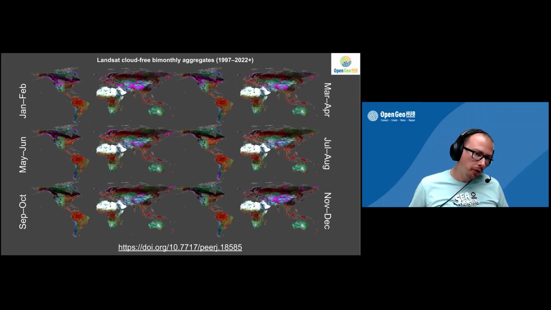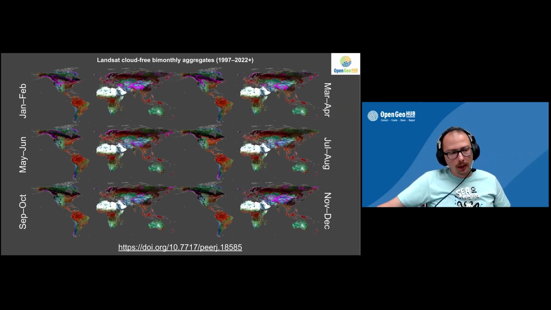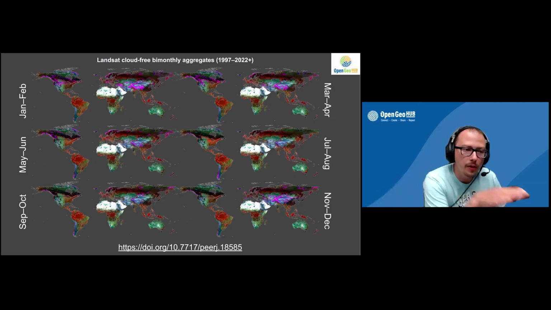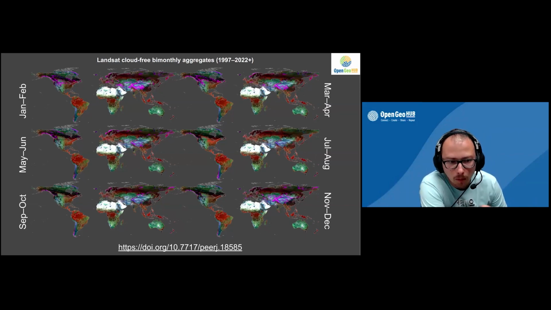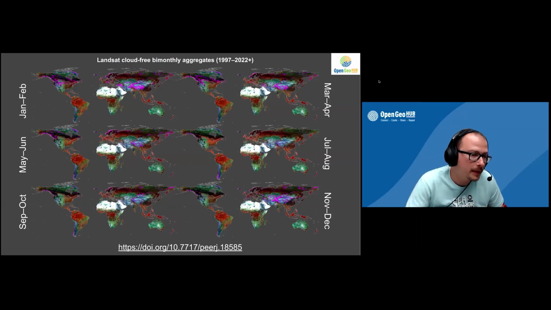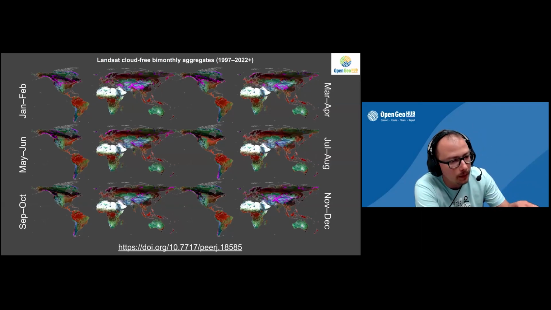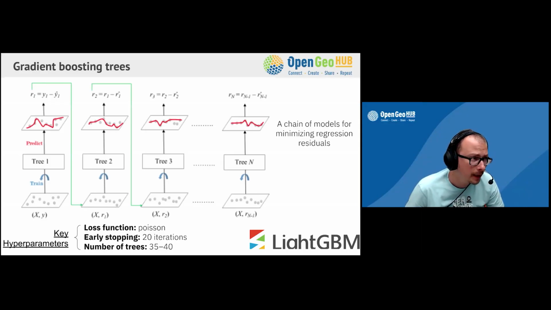So the main input for this product was the Landsat cloud-free bi-monthly aggregates. With this DOI, you can find the publication. The data is also openly available. And the thing here is that we did not use annual Landsat aggregates. We used the bi-monthly aggregates because we were eager to show the seasonality and address it. Next slide, please.